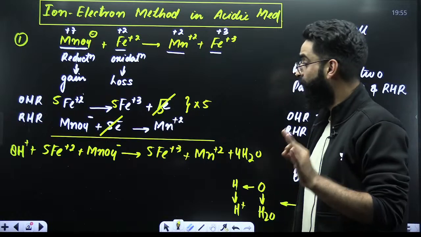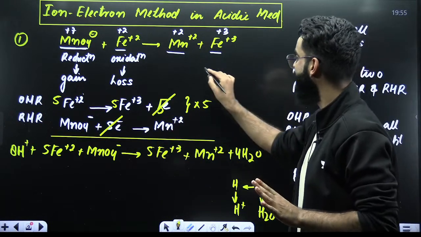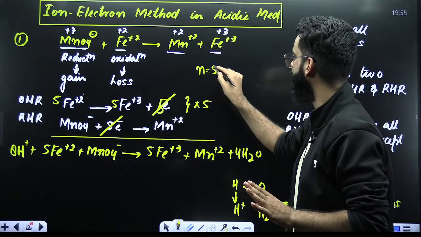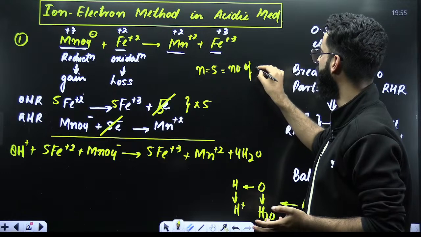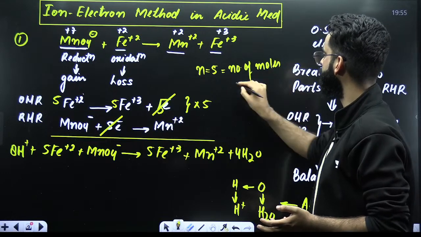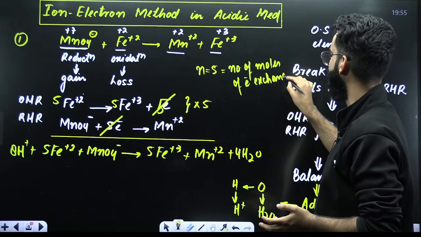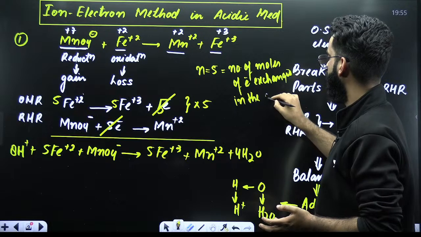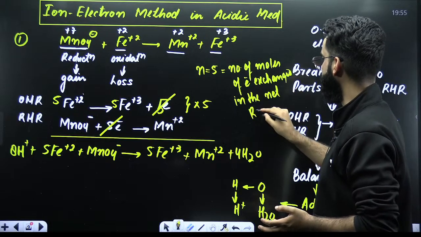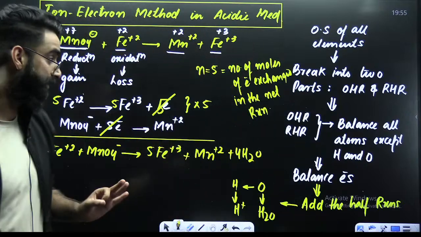Now, my dear students, one important point. How many electrons got cancelled here? 5. So I'll say n value over here is 5. And this n represents what? n represents the number of moles of electrons exchanged in the net reaction. And one thing which I'm going to tell you now, that's important.